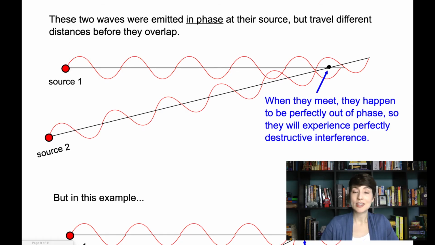Here we have two waves that are emitted by a source, and when they're emitted at the source, they're emitted in phase. However, they travel different distances before they meet in space. As you can see, the wave at the bottom coming from source 2 has to travel farther. And so when these two waves overlap, the wave at the bottom is at a crest, while the wave at the top is at a trough, meaning at this particular point, they're going to undergo perfectly destructive interference.